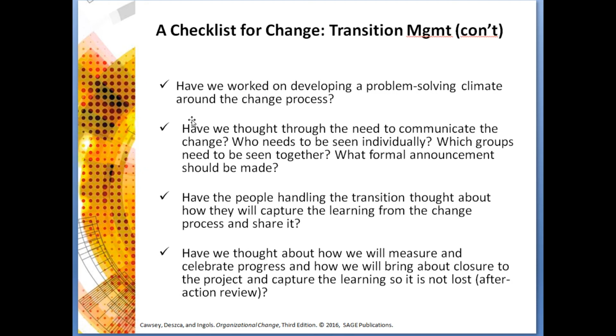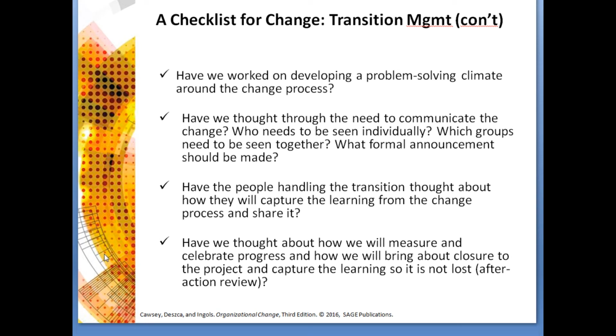Some other things to think about. How we work to develop problem-solving skills and a problem-solving climate so people feel like we can work this stuff out. Have we thought about the need to communicate with change? So how are we going to communicate this change over and over and over again to people? How we're going to handle the transition. We need to have a transition plan and explain that to everybody. And have we thought about how we will celebrate the progress of this change? How will we know when it's working? That's a fair question.